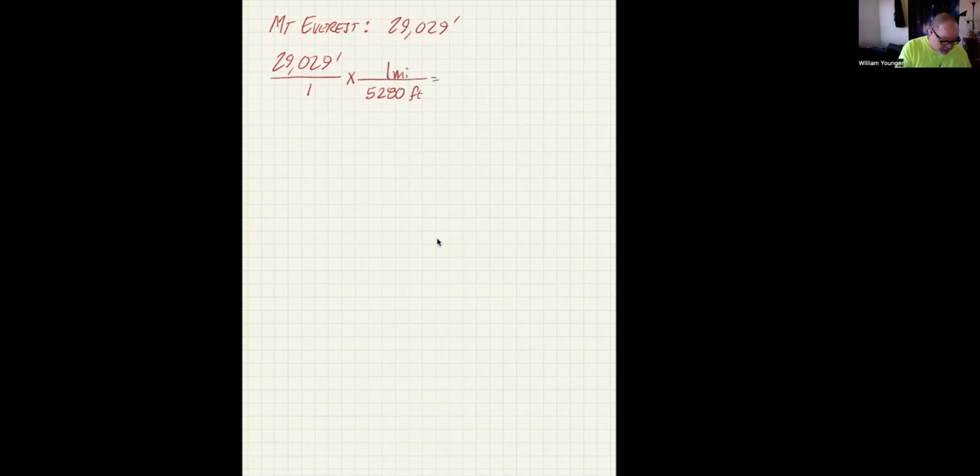So if I take this figure and divide it by 5,280, then I'll get, using the proper number of sig figs, by the way, 5.4979 miles. Notice I only had 5 sig figs to work with. 5,280 is exactly the right number, so the only thing that limited me was the 29,029. So I got 5.4979 miles.